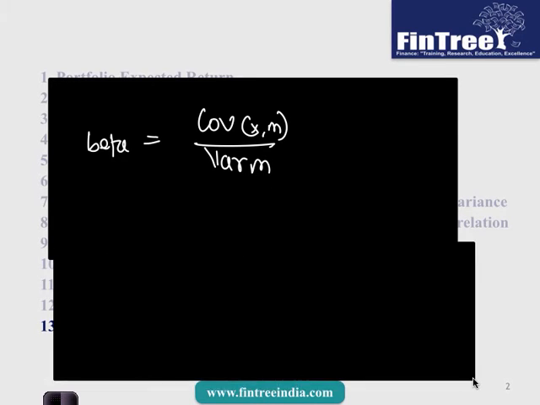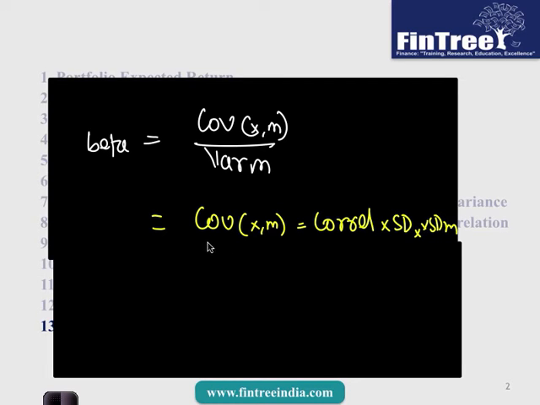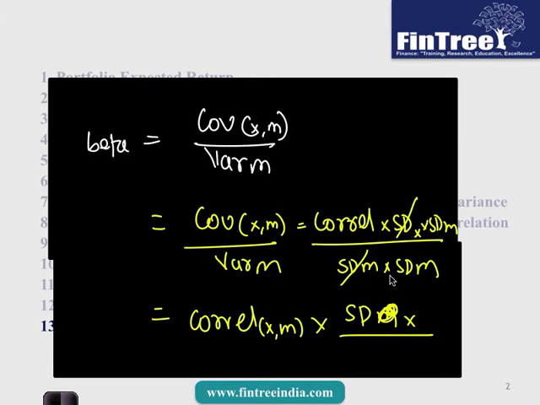Now we can extend this formula further. Now we can say that covariance of X and M is same as correlation between two variables into standard deviation of X into standard deviation of M divided by variance of M, which is equal to standard deviation of M into standard deviation of M. So you can eliminate the 2 standard deviations, and the next formula for beta would be correlation between X and M multiplied with standard deviation of X in the numerator, which means standard deviation of asset in the numerator, and standard deviation of market in the denominator.